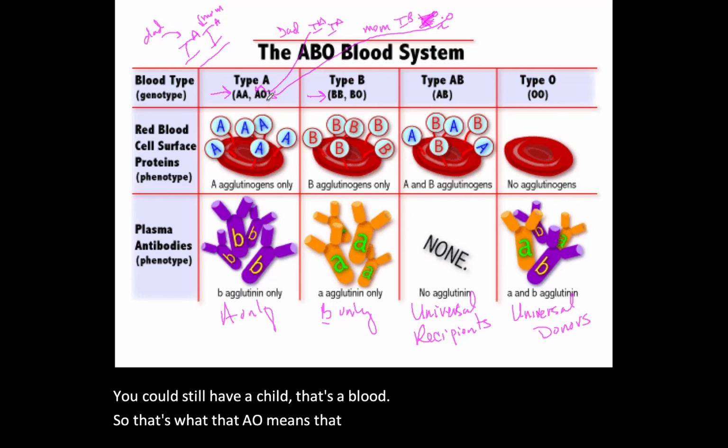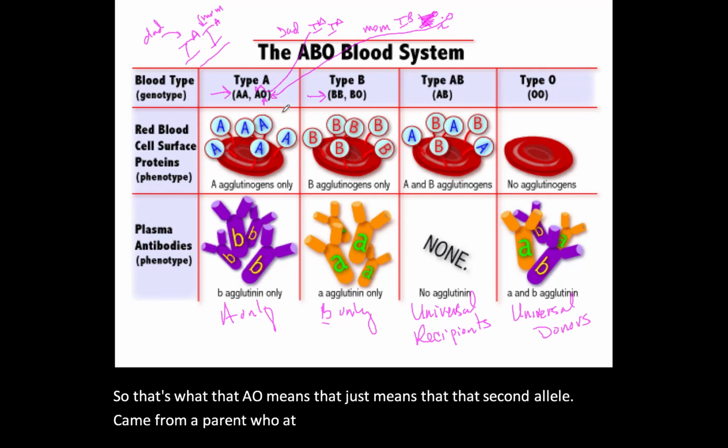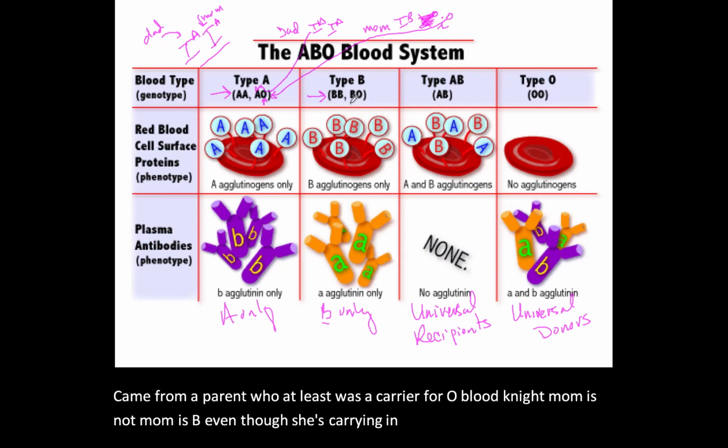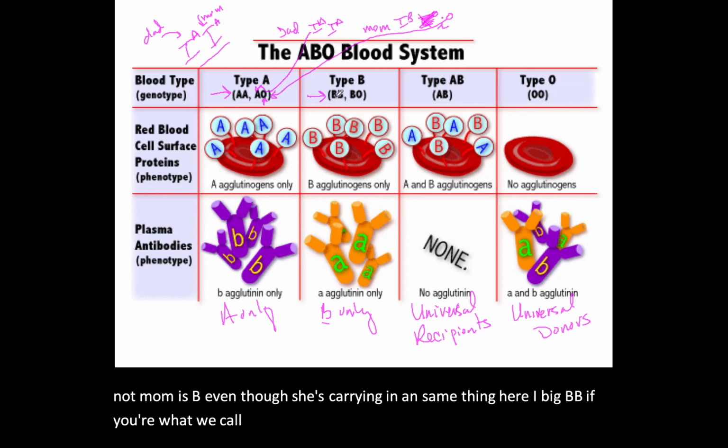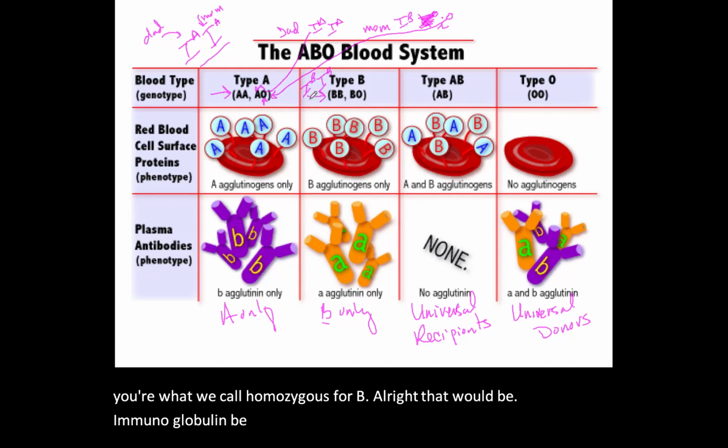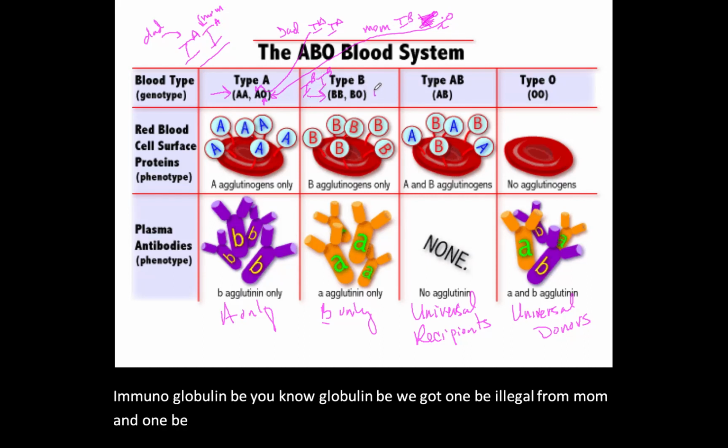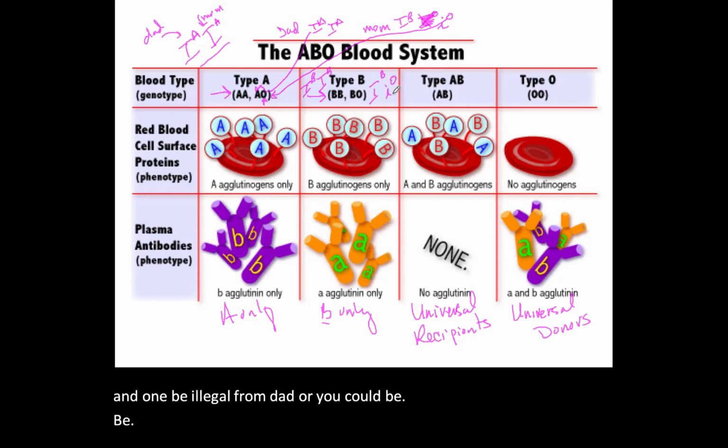So that's what that AO means. That O just means that that second allele came from a parent who at least was a carrier for O blood. Right? Mom is not O, mom is B, even though she's carrying in an O. Same thing here. Big BB, if you're what we call homozygous for B, that would be immunoglobulin B, immunoglobulin B. We got one B allele from mom and one B allele from dad, or you could be BO. So one of those alleles would have had to have been from a parent who was at least a carrier for O blood.